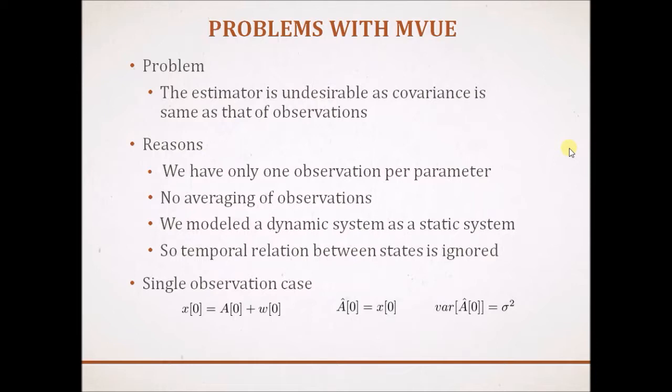The reason why this estimator fails is because we have only one observation corresponding to one parameter. So there is no averaging of the observations to reduce the noise or to nullify the effect of noise in the parameter estimation. And moreover, we model the dynamic system as a static system. We ignore the temporal relation between the parameters.